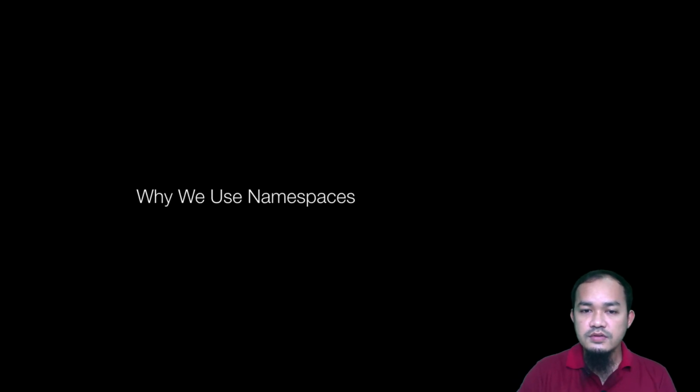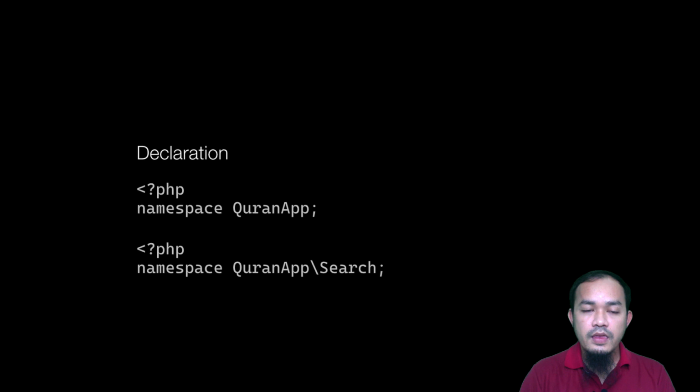Why do we use namespace? We use namespace because we want to organize our code to be more structured. When we publish our code globally so that another person can use it, we have to specify the code so that it does not conflict with another.